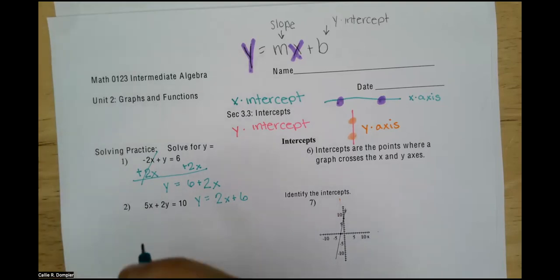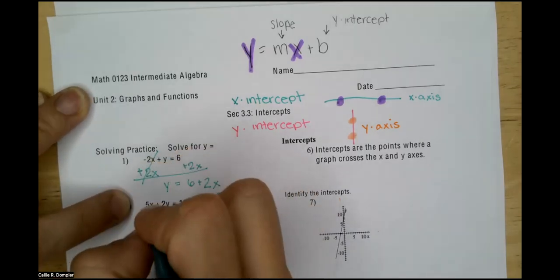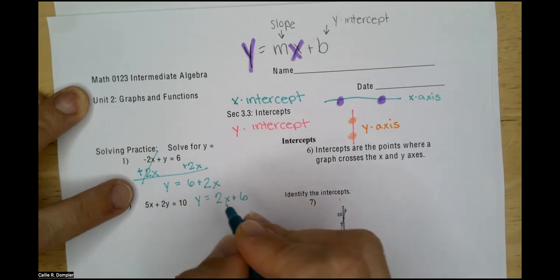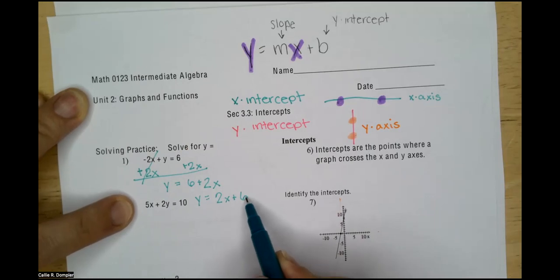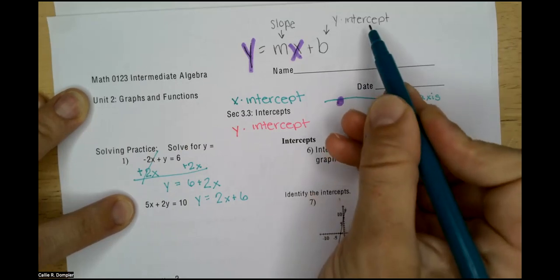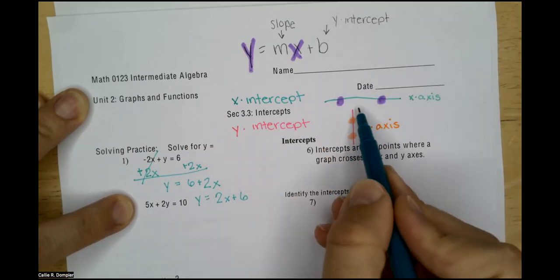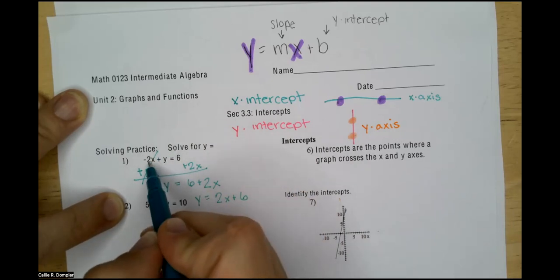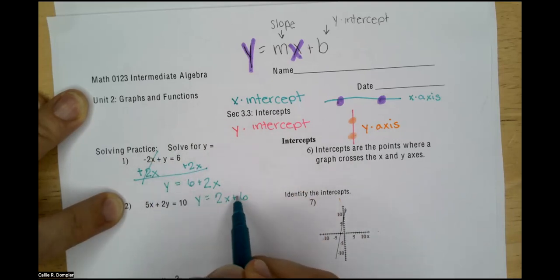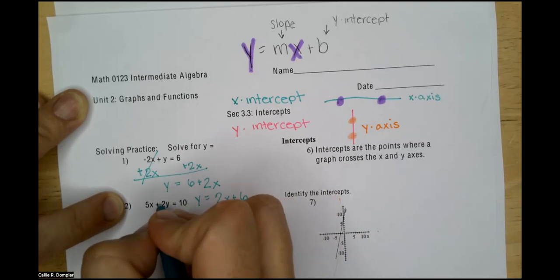Let's keep going. This one says 5x plus 2y equals 10. Again, we want y alone on the left side, and then we want mx plus b format. I was showing you on Desmos because plus 6 means that's where it's going to cross the y-axis. That is the y-intercept. All right, back to solving, right? This was minus 2x, so we added 2x to both sides. We're done solving it. Here, we want this y alone.